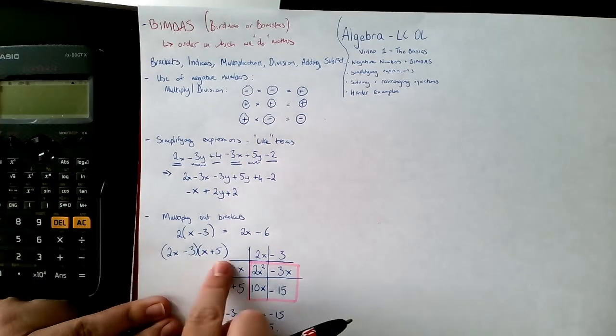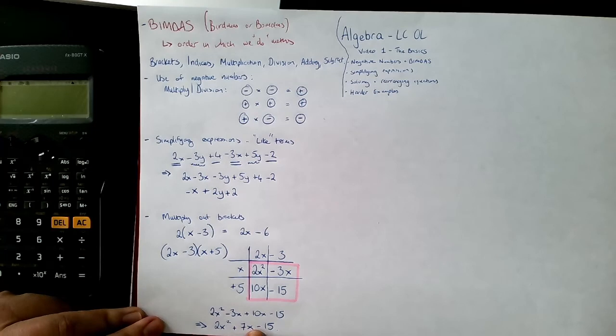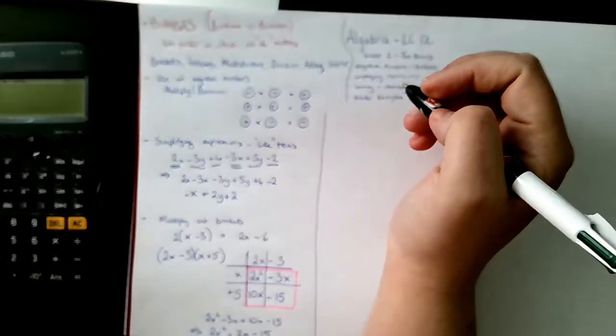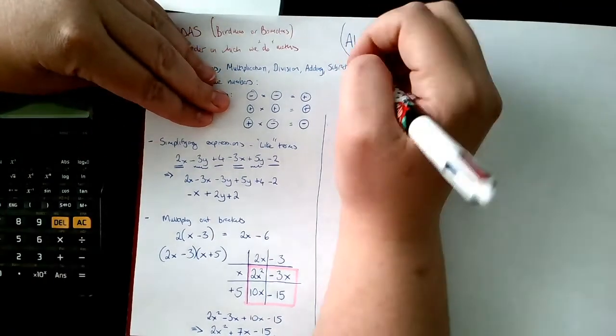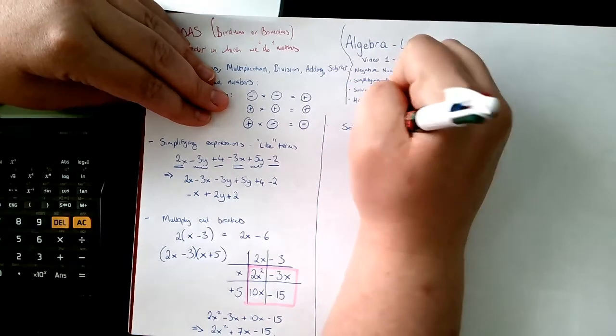So we've multiplied out this bracket and it gives us this quadratic equation. And we'll look in another video at how to solve quadratic equations. So the next thing that I want to look at is solving and rearranging equations.